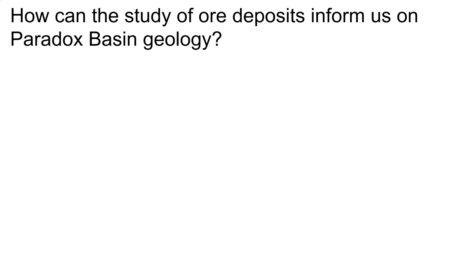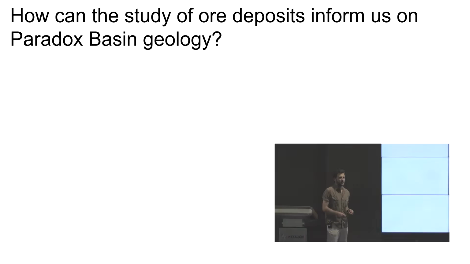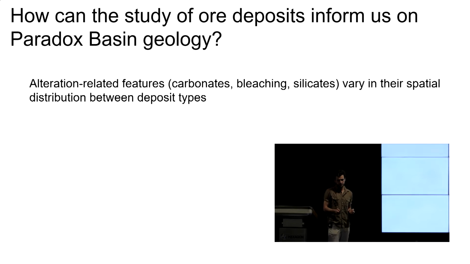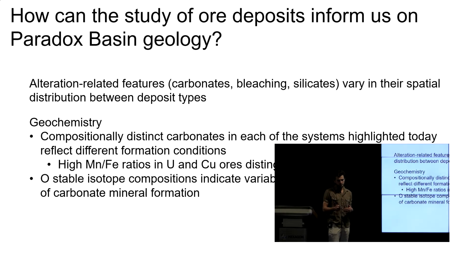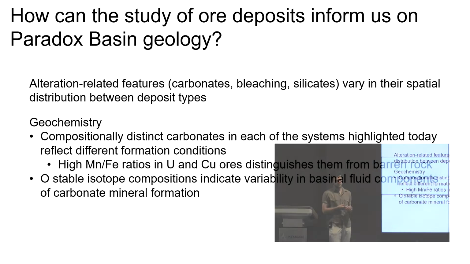So thanks for listening to all that. I'm just going to summarize these things really quickly with a few bullet points on how I've been able to study the Paradox Basin geology through the lens of ore deposits. So the different alteration features that we see, namely the addition of different kinds of minerals like carbonates and silicates and potentially even clays, vary in their spatial distribution based on the different kinds of deposits that we see. The geochemistry is complex.